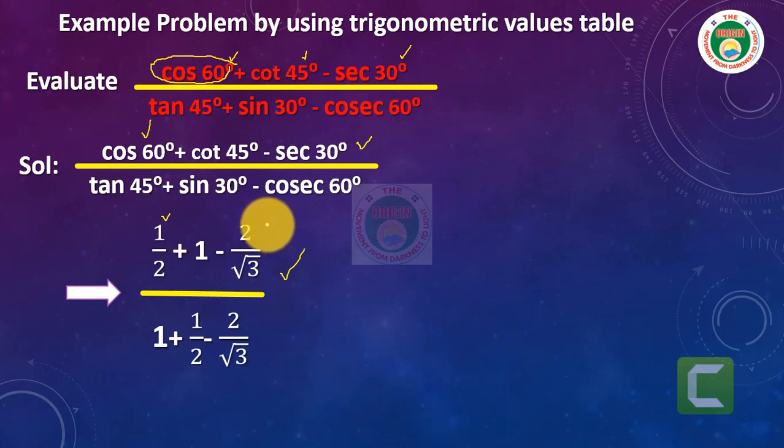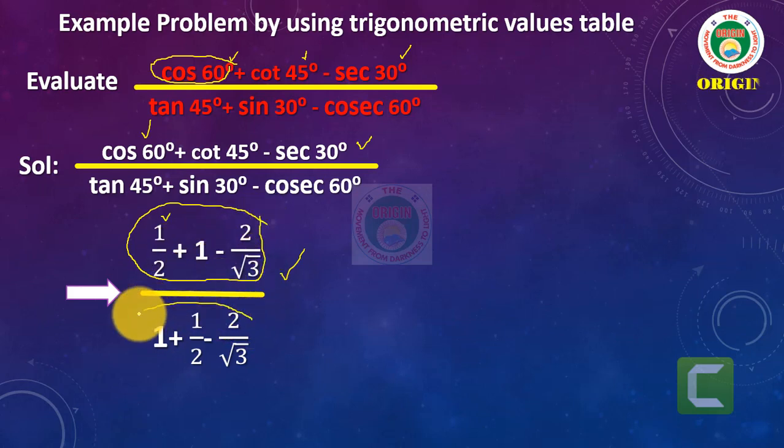If you observe this, the numerator contains 1 by 2 plus 1 minus 2 by root 3, and the denominator contains 1 plus 1 by 2 minus 2 by root 3. Both are the same. Numerator and denominator are the same, so you can cancel the terms, and the answer equals 1. But in some cases it may not cancel. At that time you should take the LCM and simplify the problem.